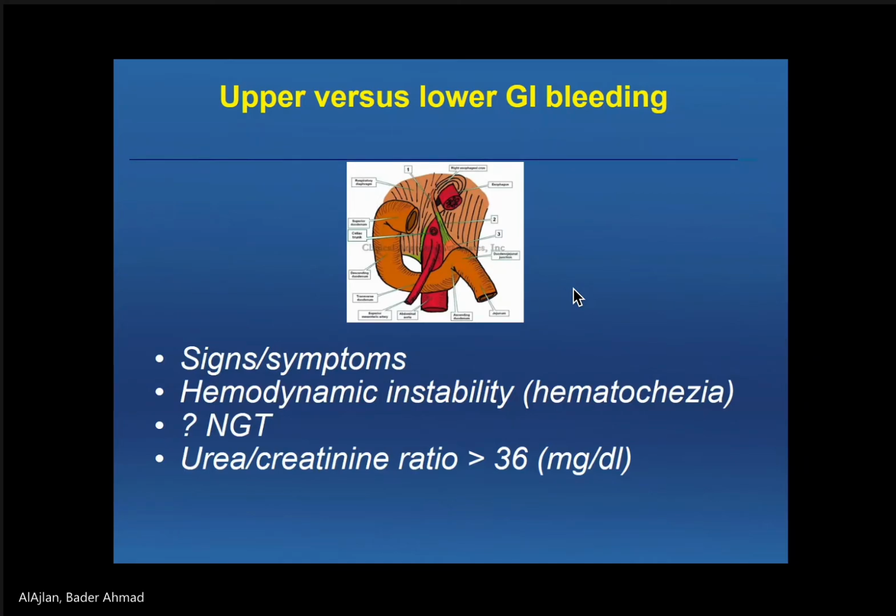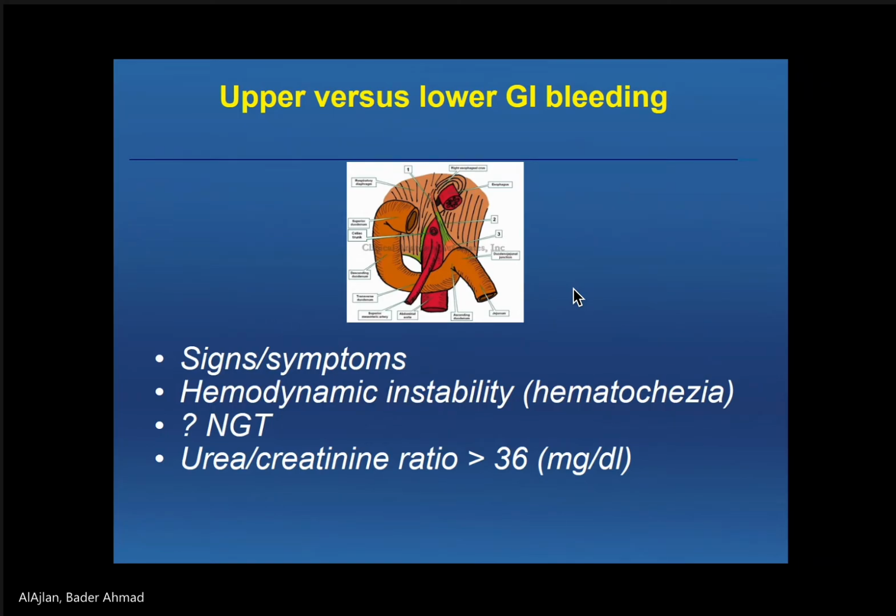So how do we know? For example, if the patient is vomiting blood or vomiting coffee ground, we know this is upper bleeding. If the patient has melena, it's most likely an upper GI bleed. If they have fresh blood, most likely from the rectum, it's a lower GI bleed. Unless they are unstable, there is a chance that you might be dealing with an upper GI bleed. As I mentioned, sometimes they might have an extensive upper GI bleed that the bowel is not able to digest, and that's why it comes as fresh blood. NG tubes, we talked about, might sometimes help.